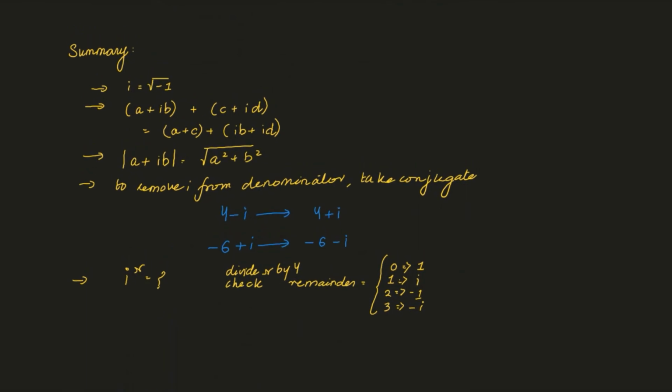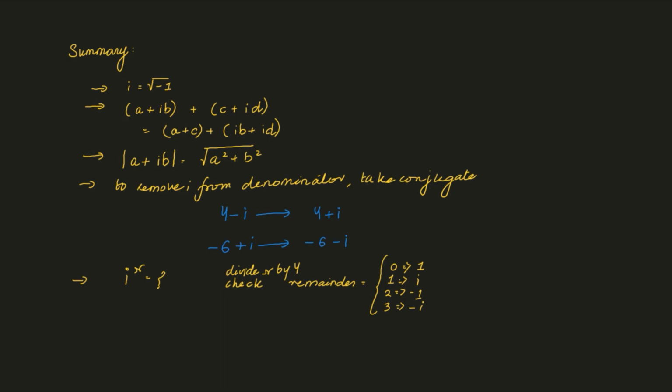So here's just a summary of what we have done in this video. First of all, we talked about iota. We said that i is equal to the root of minus 1. Then we talked about addition, where we're just adding the real numbers and adding the complex numbers. And then we talked about the modulus, or the magnitude of something that includes the complex number, where we don't really do anything with the complex number.